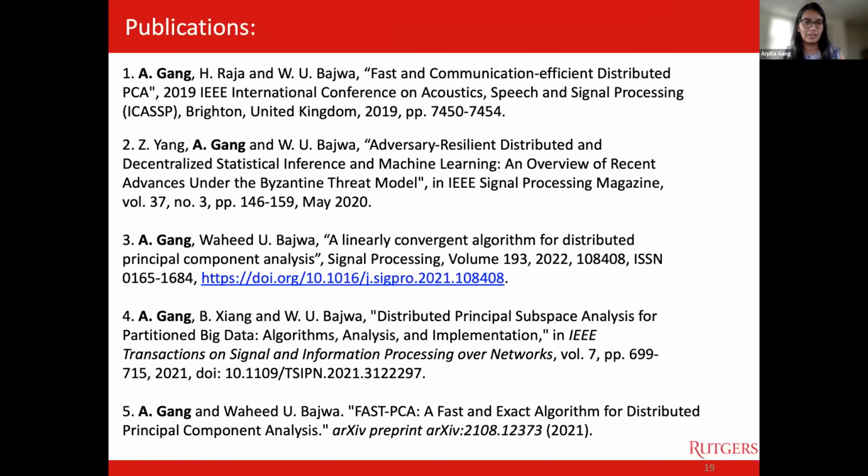So yeah, that's all I had. These are the few publications that we have on this particular topic, and FAST-PCA is the current work that we are doing that I just presented.